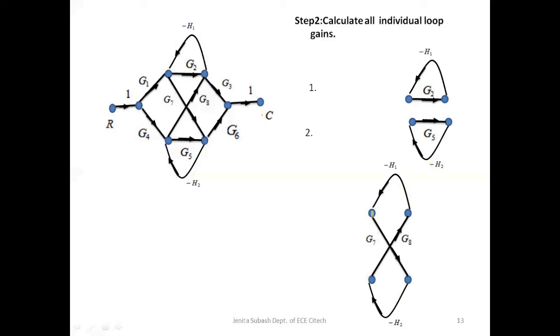Let's represent the loop gains: L1 as minus G2H1, L2 as minus G5H2, and L3 as G7, G8, H1, H2, where minus and minus get cancelled out and it becomes plus. So we have three possible individual loops and we have found the loop gains also.